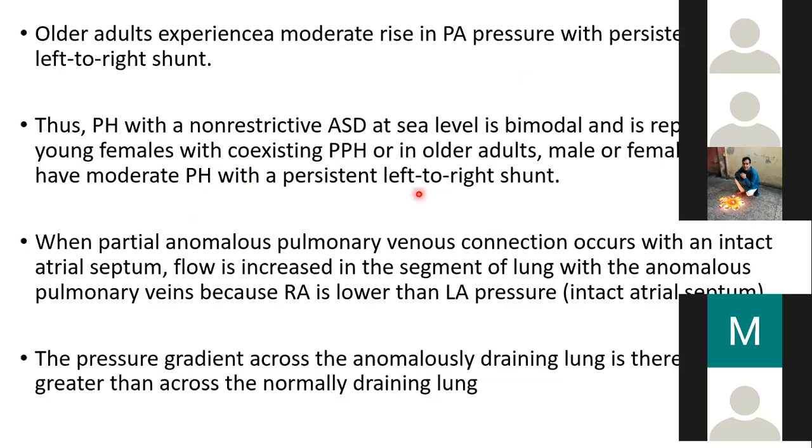shunt. When partial anomalous venous connection occurs with an intact atrial septum, the flow is increased to the segment of lung with the anomalous pulmonary veins, because the right atrial pressure will be lower than the left atrial pressure in a patient with an intact atrial septum. So the pressure gradient across the anomalous draining lung is therefore greater than across the normal draining lung.